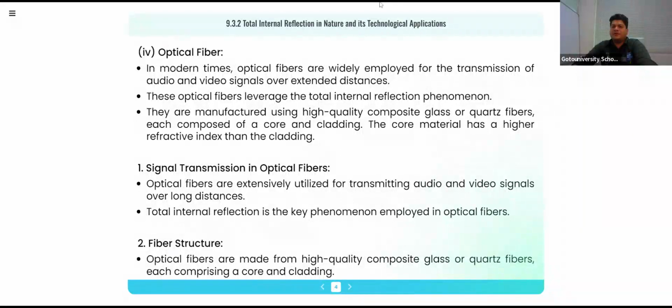Then we have optical fiber. We all know about the optical fiber. Okay. In modern times, optical fibers are widely employed for transmission of audio and video signals over extended distances. These optical fibers leverage the total internal reflection phenomenon. They are manufactured using high quality composite glass or quartz fiber, each composed of a core and cladding. The core material has a higher refractive index than the cladding.